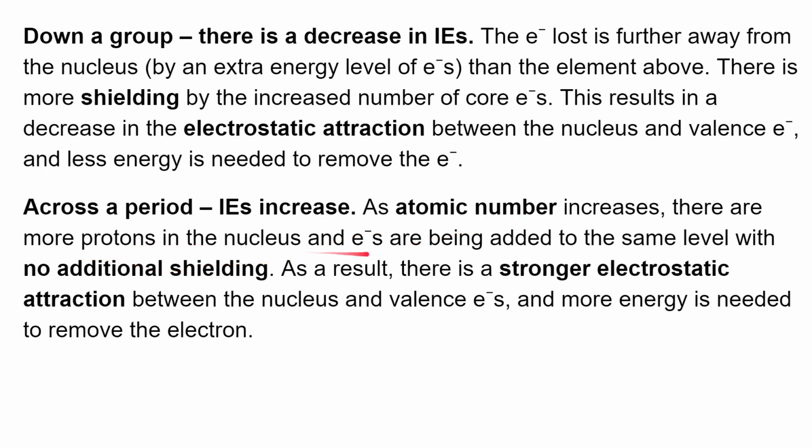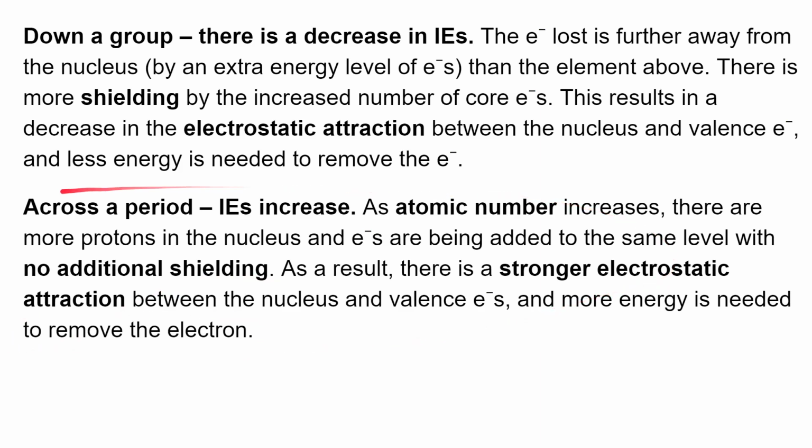So there's more protons in the nucleus, and the electrons are being added to the same energy level with no additional shielding. Because there's more positive charge in the center of the atom, there is the stronger electrostatic, which means positive to negative attraction, between the nucleus and the valence electron being removed. And so more energy is needed to remove the electron.